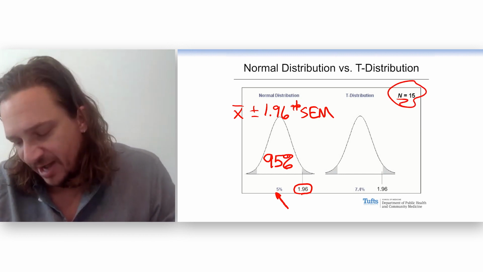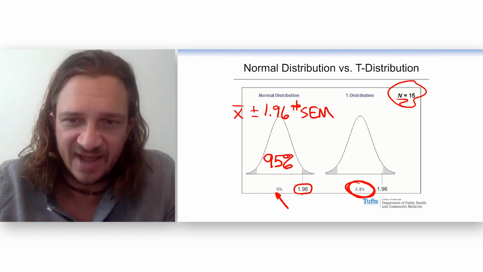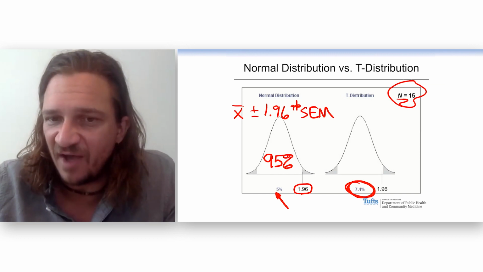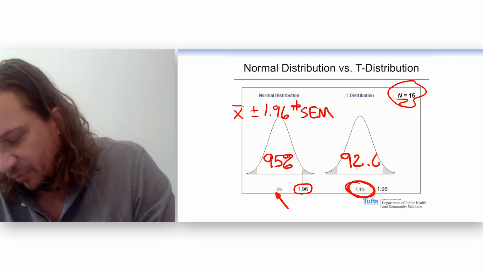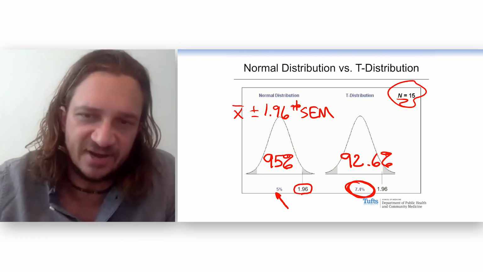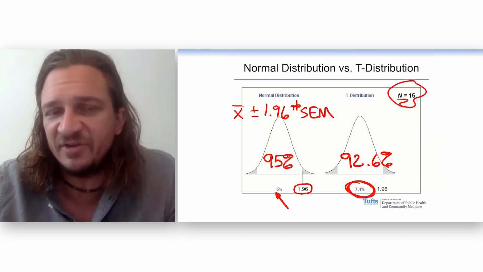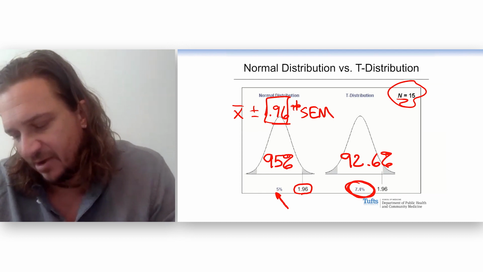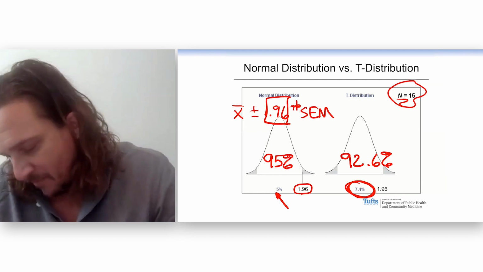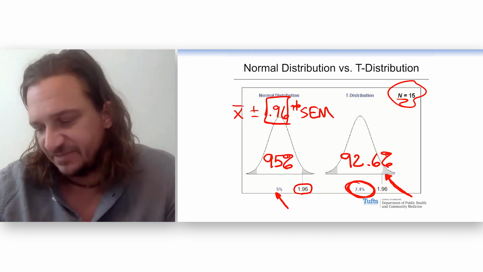If you use 1.96, you don't actually have 5% in the tails. You don't actually have 95% confidence. In this case, you would be 92.6% confident. Now, what does this really mean? It just means that when you have a smaller sample size, you need to use the correct multiplier, which might not be 1.96. It might be something a little bit bigger, so that you truly get that 5% in the tails.